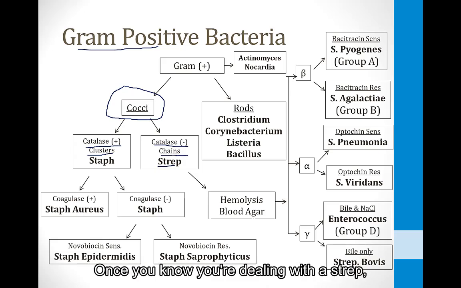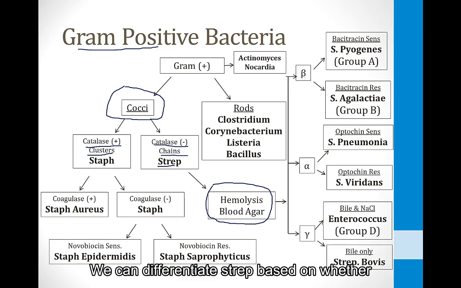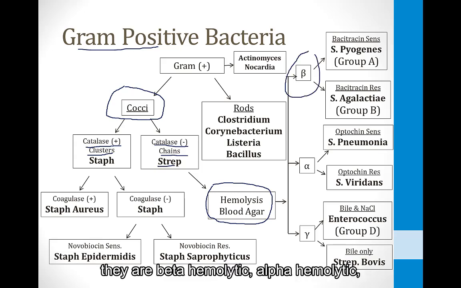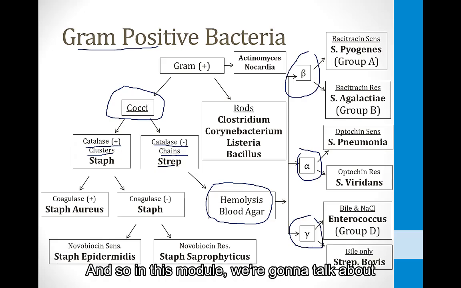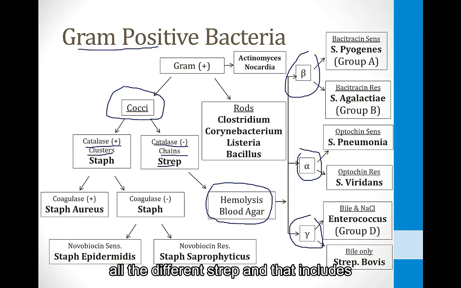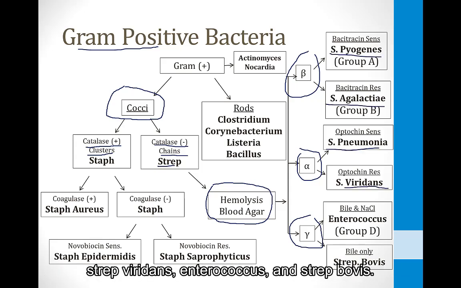Once you know you're dealing with a strep, the next test is often to see what hemolysis pattern you're dealing with on blood agar. We can differentiate strep based on whether they are beta hemolytic, alpha hemolytic, or gamma hemolytic. And so in this module, we're going to talk about all the different strep, and that includes the strep pyogenes, the strep agalactiae, strep pneumoniae, strep viridans, enterococcus, and strep bovis.